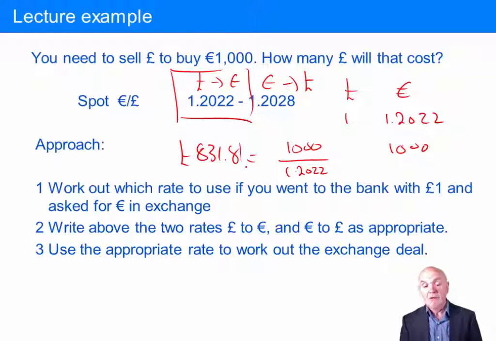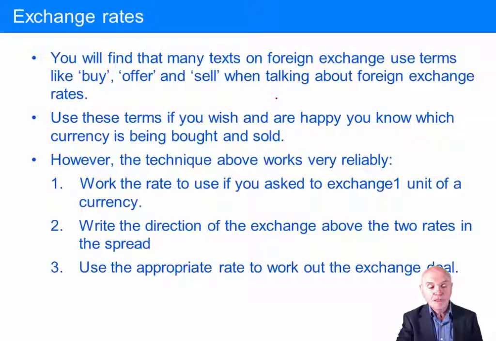So if you like, €1 is worth 1 over 1.2022. €1,000 is 1,000 over 1.2022. And then look at the logic of it, maybe even do it backwards again. If I went in with 831.81 pounds, and this is the number of euros I was getting for it, times 1.2022, yeah, comes out spot on 1,000. So that's how you decide which rates to use and so on.